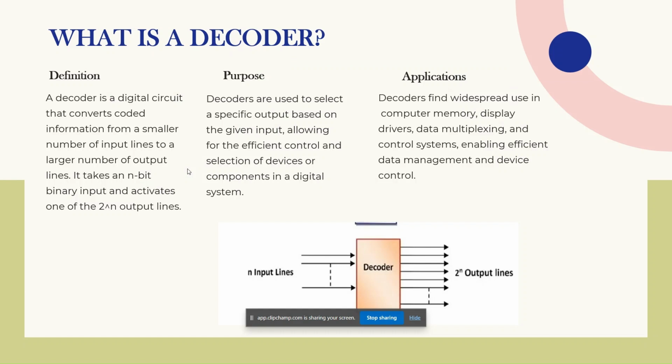Purpose of decoders. Decoders are used to select a specific output based on the given input, allowing for the efficient control and selection of devices or components in a digital circuit. Applications of decoders. Decoders find widespread uses in computer memory, display drivers, data multiplexing, and control systems, enabling efficient data management and device control.